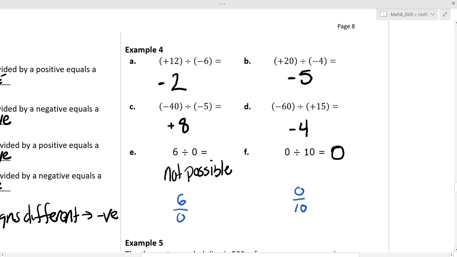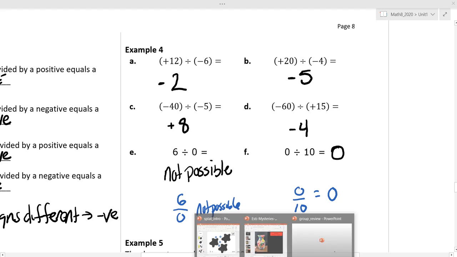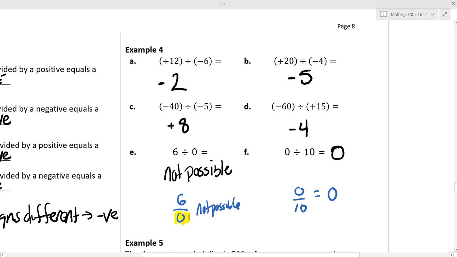If the 0's on the bottom, not possible. If the 0's on the top, it's equal to 0. Right? Look for where the 0 is. Where is the 0? Here or here?